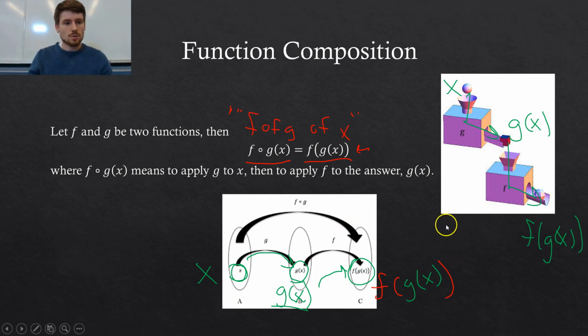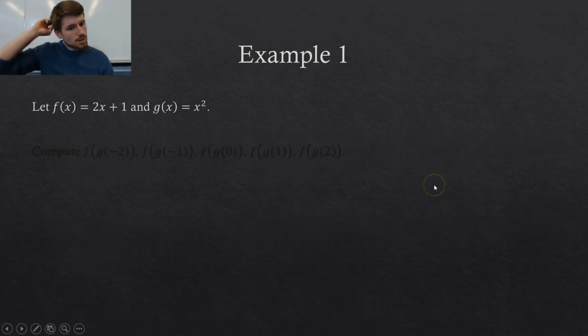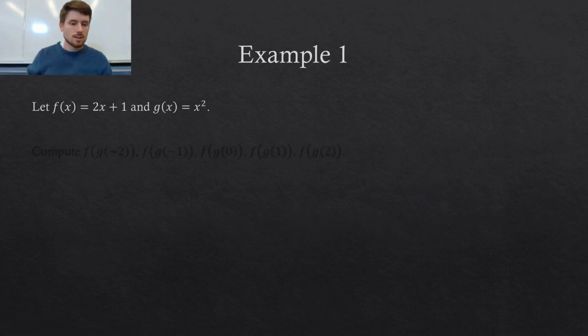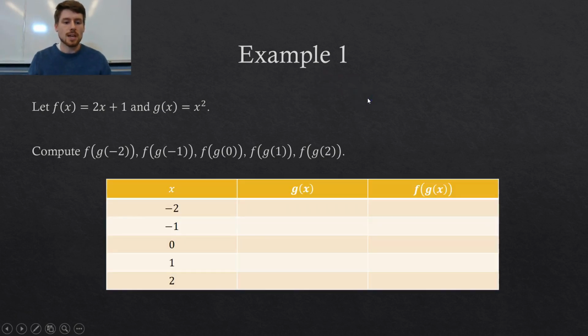So let's do some examples to get a handle on how this actually plays out algebraically. Okay, so here are two functions, f(x) = 2x + 1 and g(x) = x squared. The first function is a linear function, the second function is a quadratic, it's saying square x. Let's compute a bunch of values: f of g of negative 2, f of g of negative 1, f of g of 0, f of g of 1, f of g of 2. So we're basically building a table.